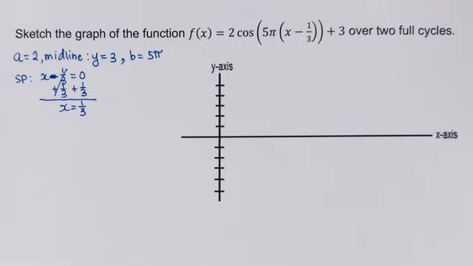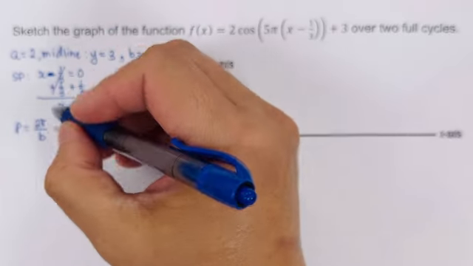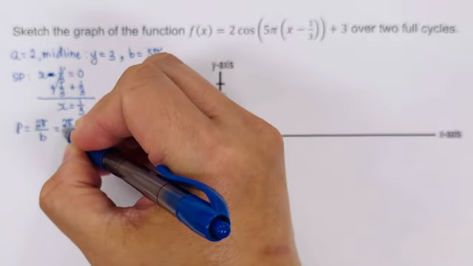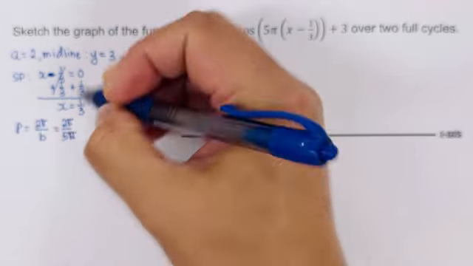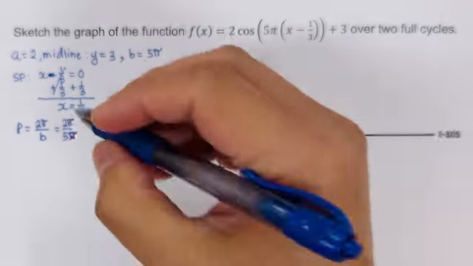Now let's determine the period. We remember that the formula for period is 2 pi over b. In the problem right here, our b is 5 pi. So this comes out to 2 pi over 5 pi. We can cross out the pi and pi, so we're left with 2/5 as the period.